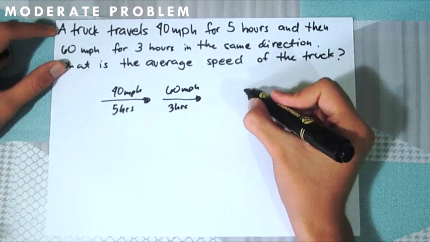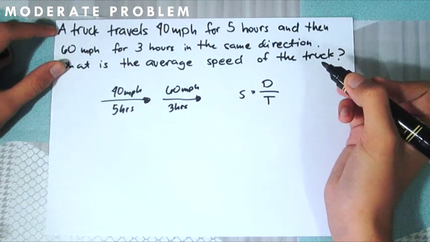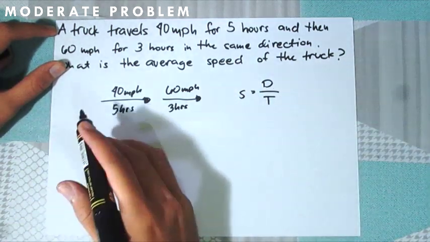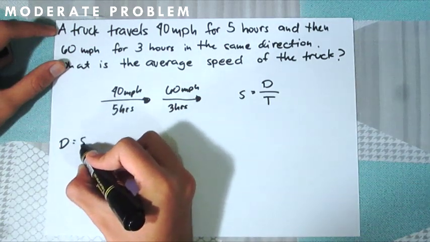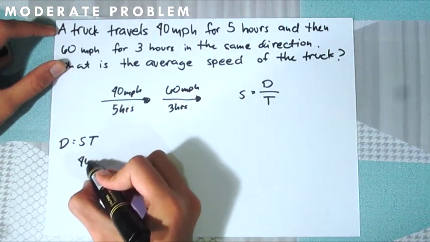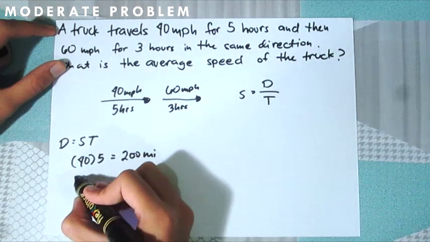Our formula is average speed equals distance over time, but we are missing our distance. So our formula for that is distance equals average speed times time. So 40 times 5 is 200 miles. 60 times 3 is 180 miles.